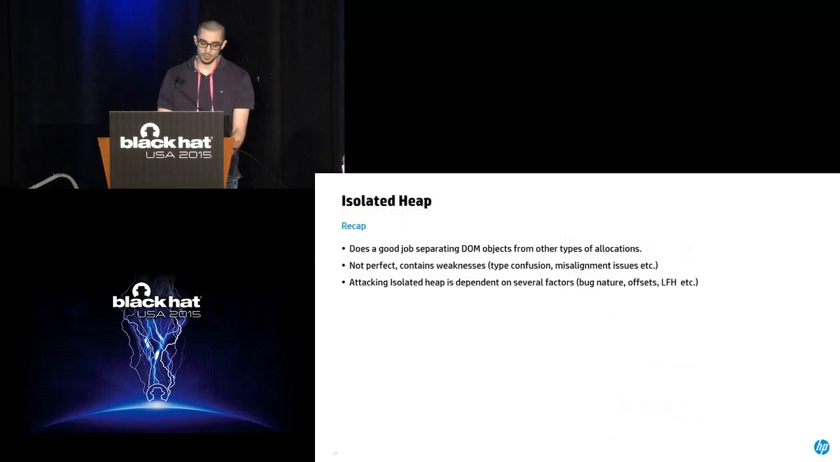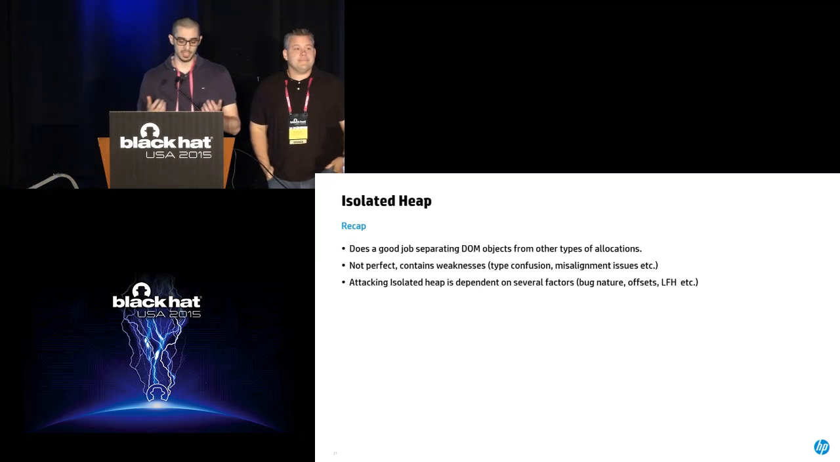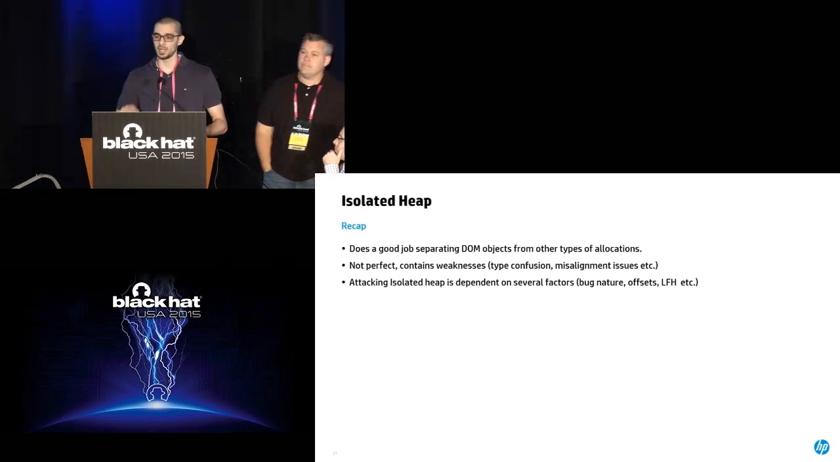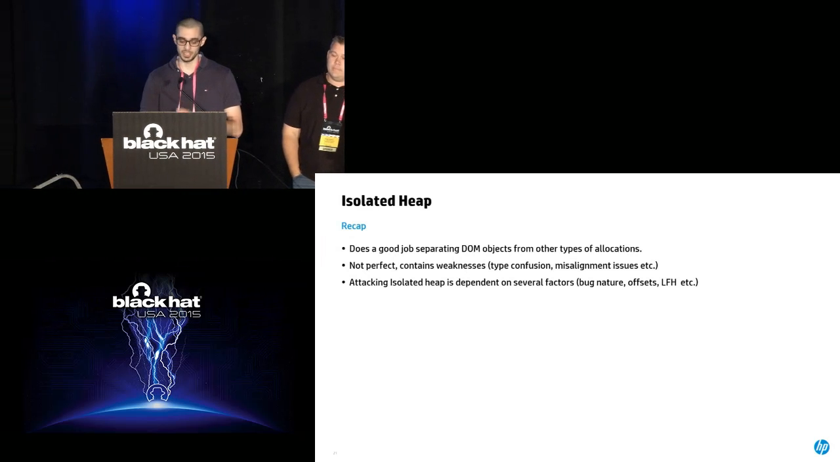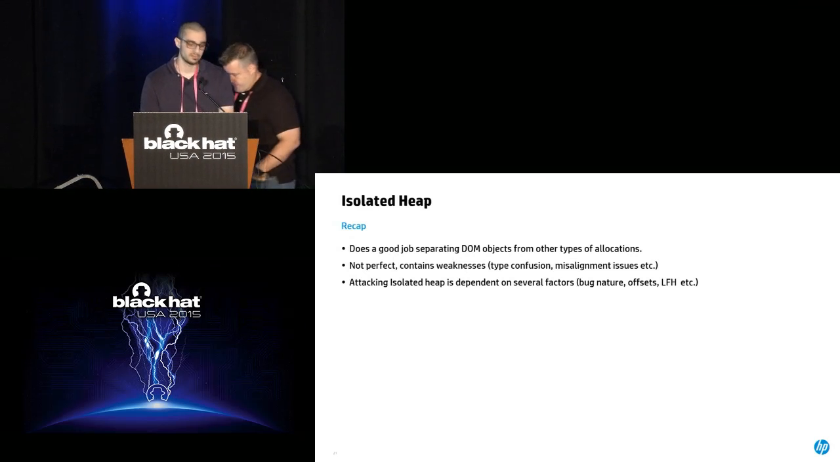So to recap all this, Isolated Heap does a good job isolating DOM allocations against other types of allocations. It's not perfect. It still contains some weaknesses like type confusion issues. Attacking or exploiting Isolated Heap depends on several factors like the nature of the bug, offsets, and low fragmentation heap. So now I'm going to turn it over to Brian so he can discuss the memory protection stuff.